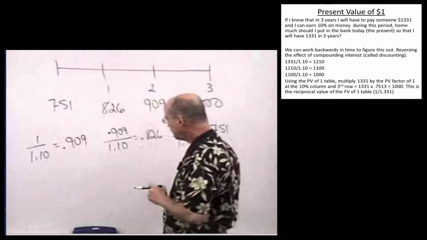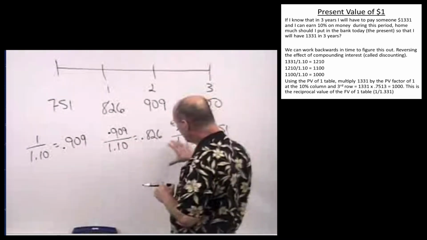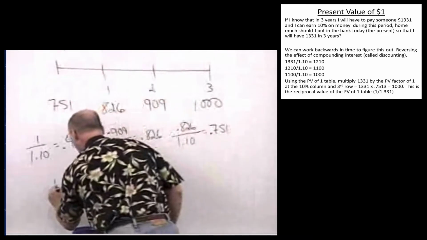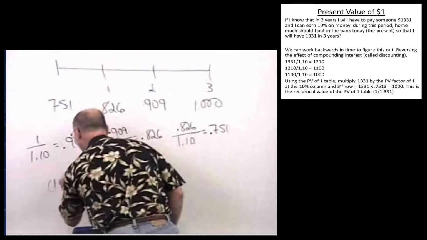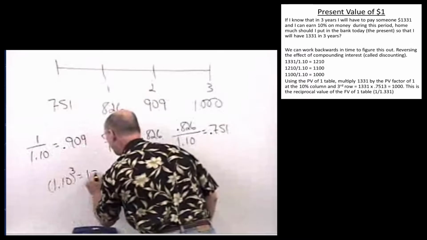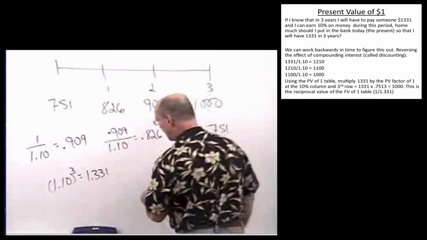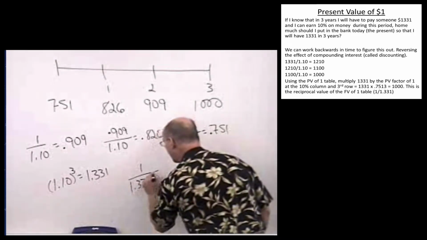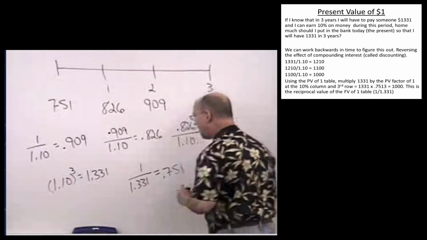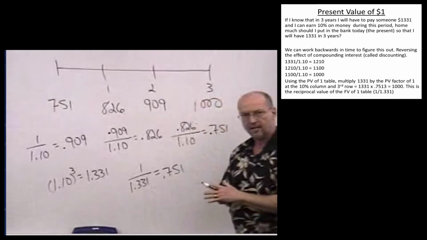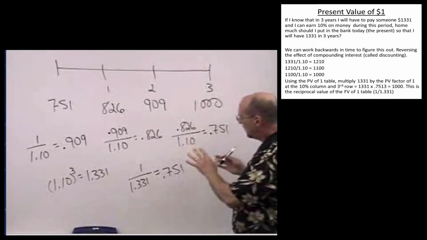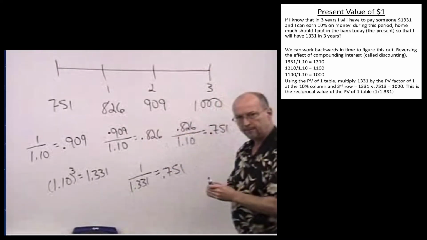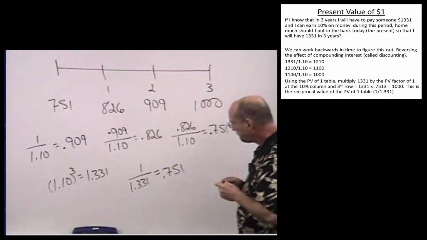Okay? And so these numbers should all look somewhat familiar. In fact, you could do this. 1.1 to the third power is 1.331. And 1 divided by 1.331 equals 0.751. Now, I know I'm throwing a lot of numbers at you in short order. You can hit pause, and if you look at the numbers, you'll start to see a relationship. Okay? Just take it one step at a time.